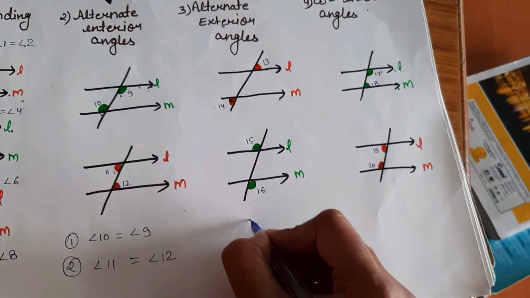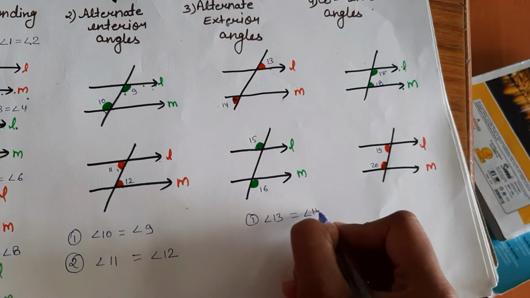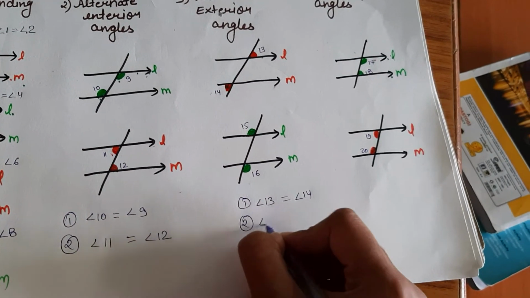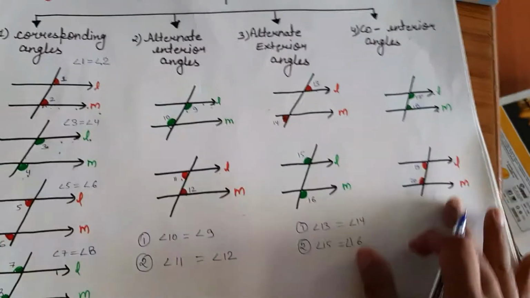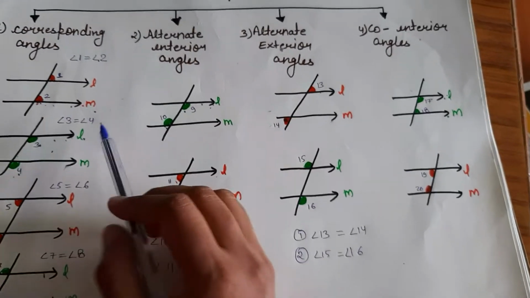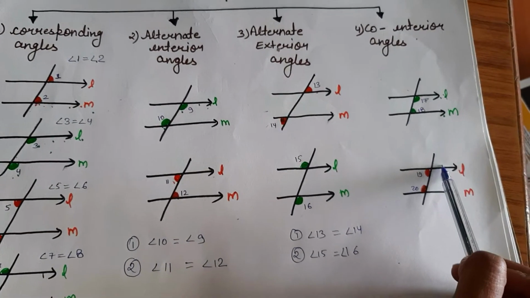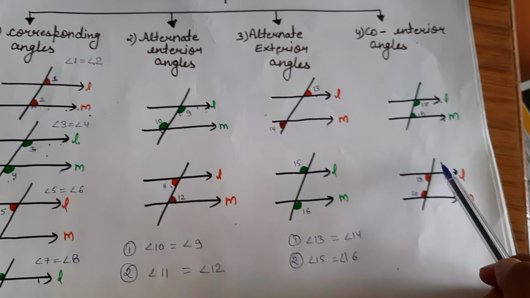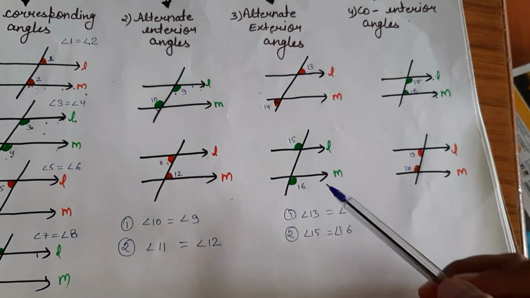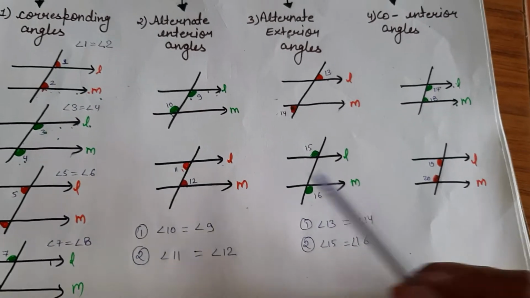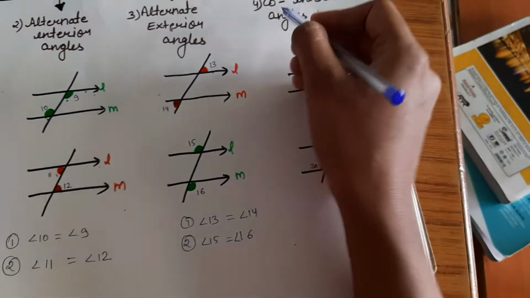Now you have to look at it. In this also, what will happen? The angles will be equal. Angle 13 equals angle 14. Second, angle 15 is equal to angle 16. Son, these are the properties of angles. These are the properties of angles if they are made by a transversal line and the lines are parallel. These are the properties of your angles. You have to learn it and understand the concept. It will be easy if you practice this kind of angles more. Now look here. What about co-interior?